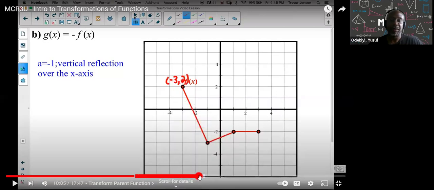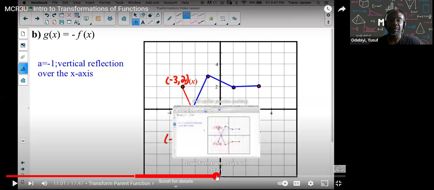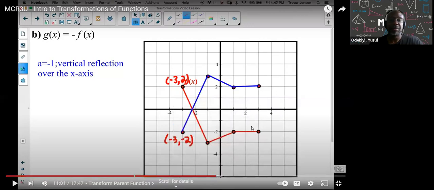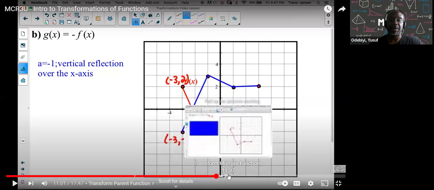So here you go. I'm just going to fast forward so you can see what it looks like, and it's going to be in blue. There you go. See how everything just flipped? So it's still -3, but now my Y is -2. Okay. So let's go through another example.